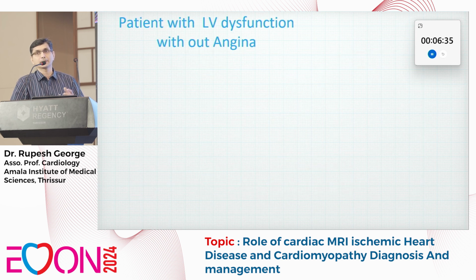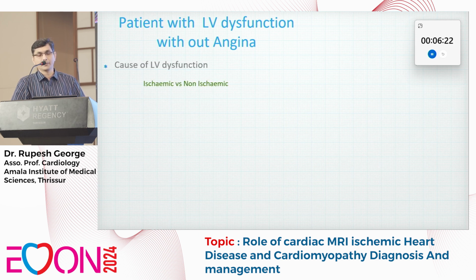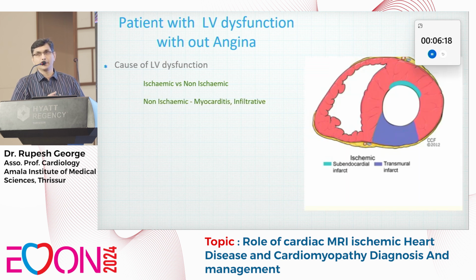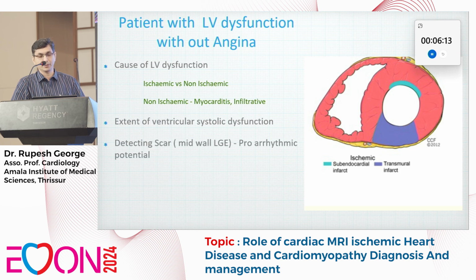So usually a patient comes with LV dysfunction without angina. We don't know whether it is ischemic cardiomyopathy, a late stage of myocarditis, or any other infiltrative cardiomyopathy. MRI's role is useful. As I have already said, the pattern of LGE will be useful to differentiate between the different etiologies. We can clearly assess the ejection fraction because of the clarity of the contrast between the tissues and the blood.